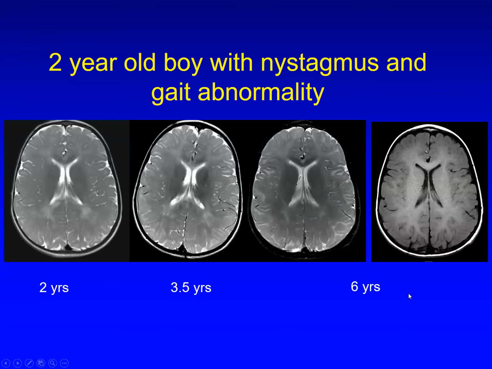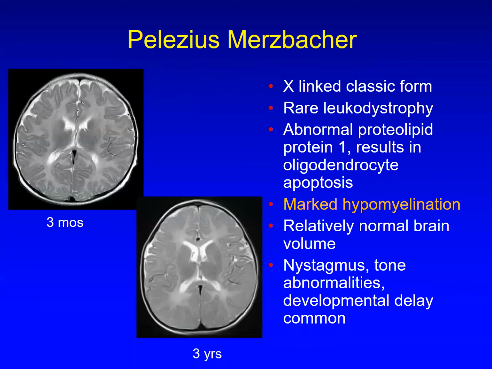So very classic appearance of a true hypomyelinating disorder. And this is Pelizaeus-Merzbacher, which is basically the prototypical hypomyelinating disorder. It's relatively rare. It's related to an abnormality in a protein that's a main structural component of myelin and results in oligodendrocyte apoptosis. You don't really lay down the myelin. It is X-linked in its classic form, so do think about this with male patients, although there is a subtype that is autosomal as well.